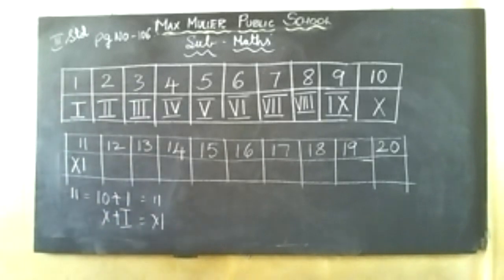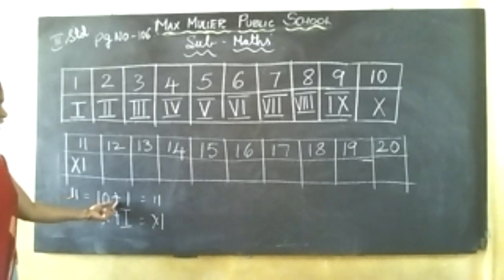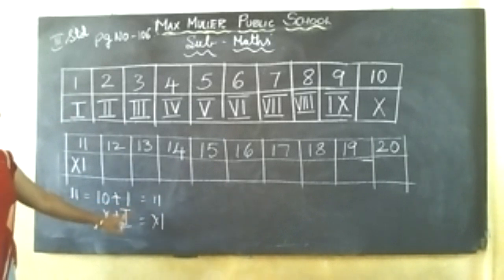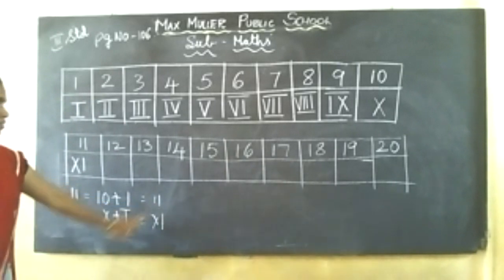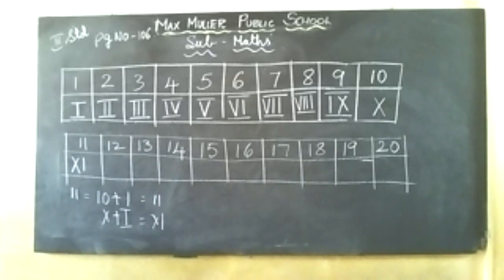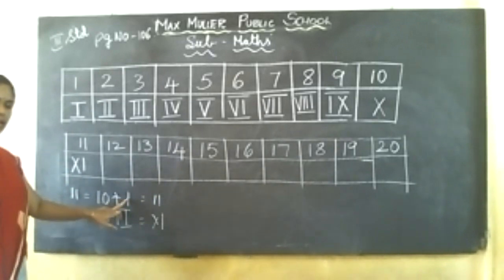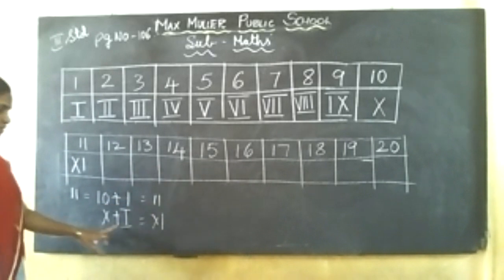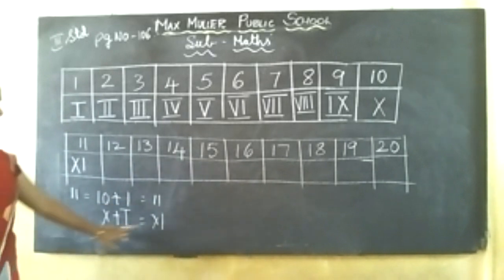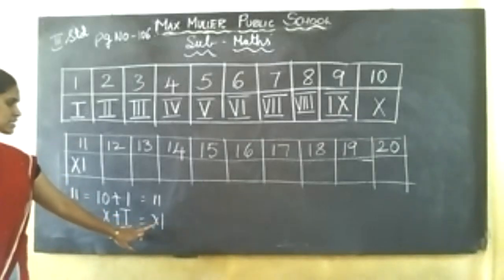Understood all of you? Here I have split 11. 10 plus 1 is how much? 11. When you add that, you will get 11. So the value of 10 is X, plus 1's value is I. So if you add this, how will you write? X, I. Understood? X, I.